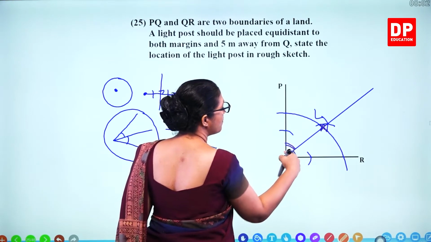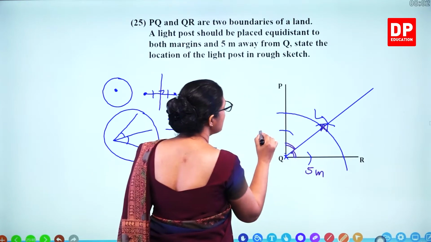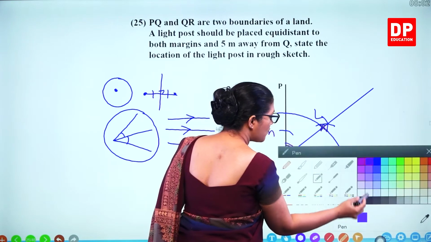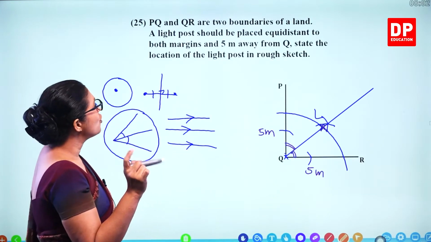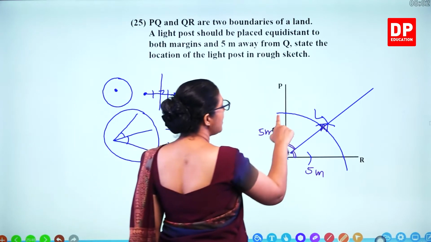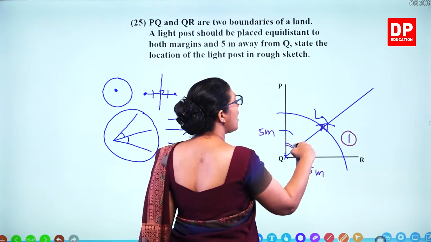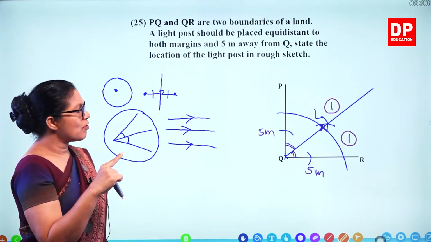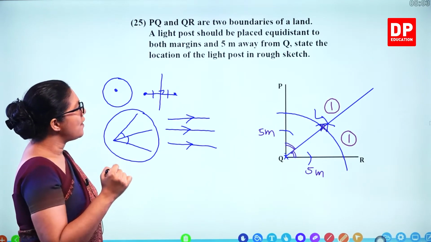Equidistance from this point. So mark 5 meters here. From this point 5 meters. So the radius of the circle should be 5 meters. So 2 marks showing this arc, 1 mark, and finding the L point with the bisector of the angle is 1 mark. So 2 marks for that.